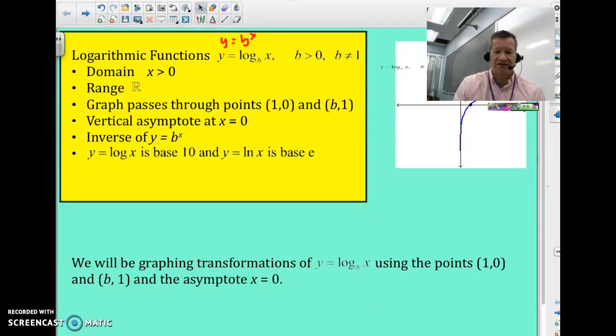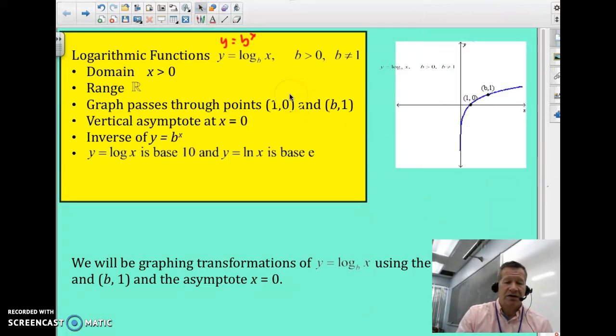So they're inverses. The points have switched. Now instead of when I put 0 in I get 1, now when I put 0 in I can't. Logarithms find exponents, and I cannot raise a positive base to a power to get 0. So there's now going to be an asymptote at x equals 0, as you can see on the graph here.